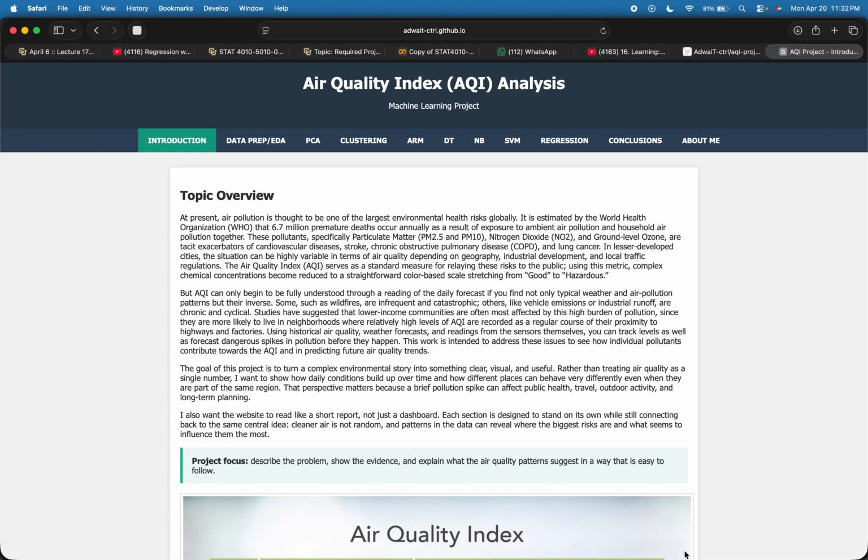Hello everyone, my name is Advait and this is my machine learning project, which is air quality index analysis using different ML algorithms.